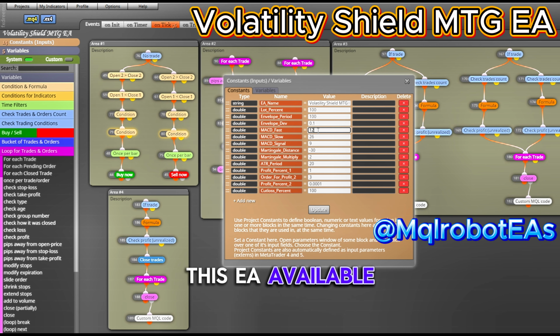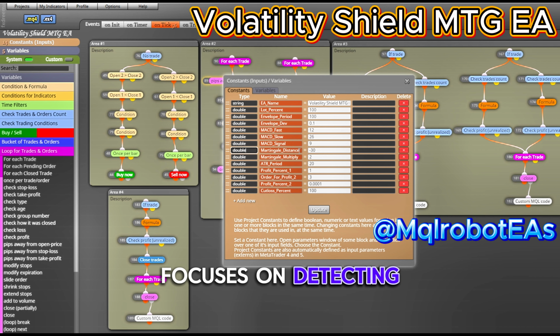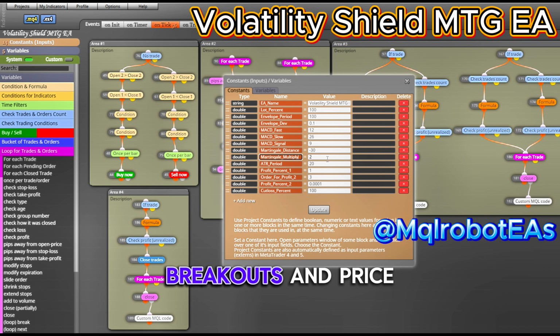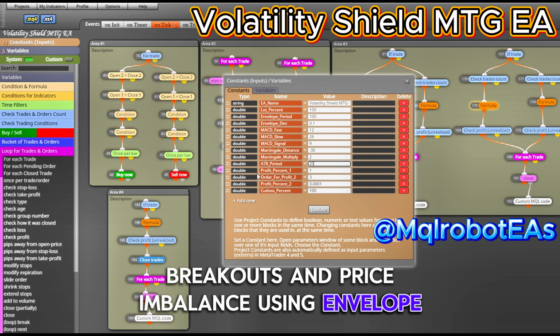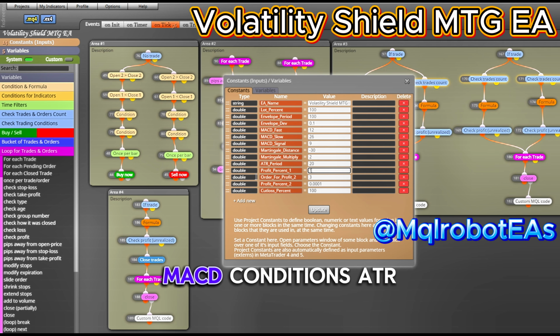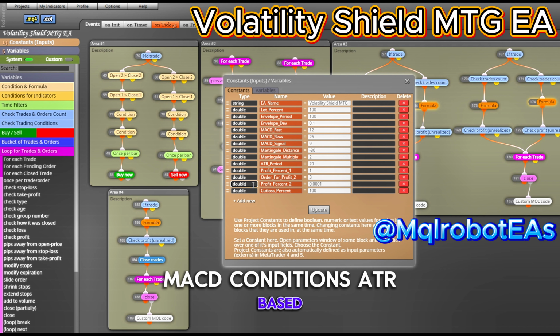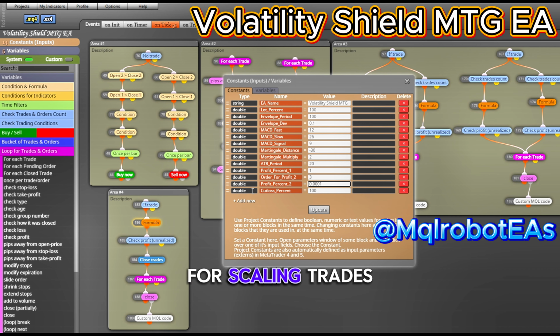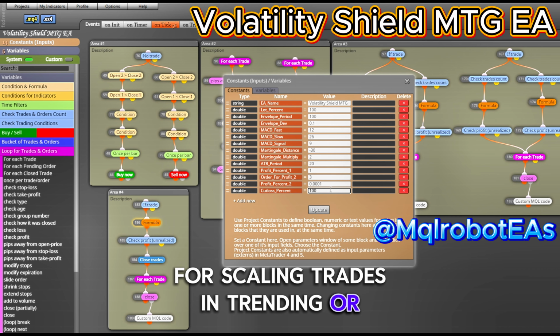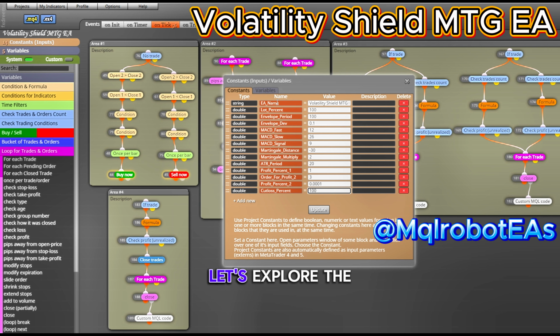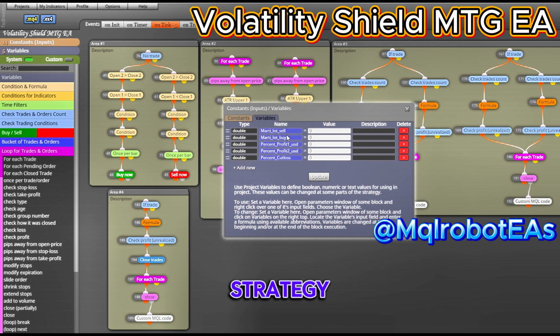This EA, available from MQL Robot EAS, focuses on detecting volatility breakouts and price imbalance using envelope bands, MACD conditions, and ATR-based martingale logic for scaling trades in trending or whipsaw environments. Let's explore the logic behind this strategy.